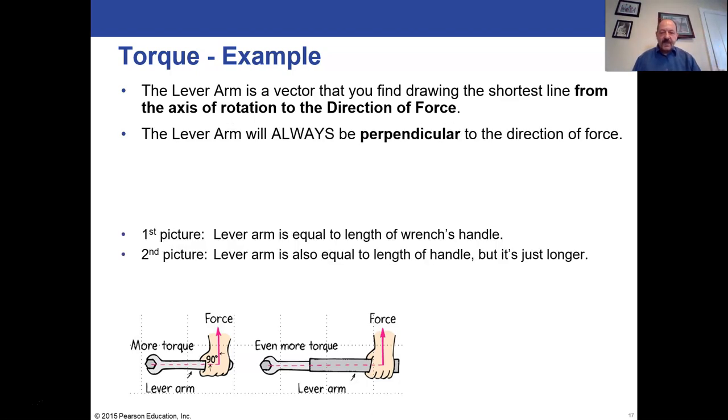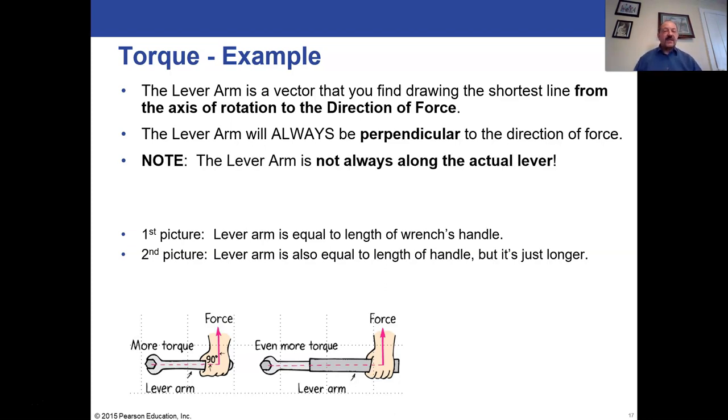Okay. So in the first picture, the lever arm is exactly the same as the length of that wrench handle. And in the second case, it's also equal to the length of the wrench handle, but the wrench handle is just longer. And that is because they're perpendicular. The lever arm is always perpendicular to the direction of the force, no matter what angle you actually pull on or push on. So what do I mean? The lever arm is not always the actual lever. It's not always the actual wrench in this case.